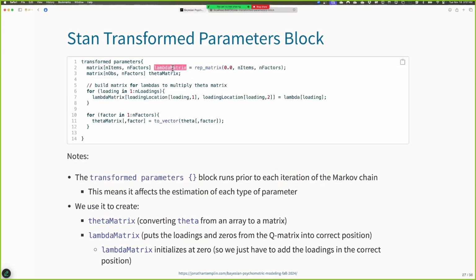So now lambda matrix is defined here, right? And I initialize it with a bunch of zeros. So this rep_matrix function basically builds a matrix of the size n items by rows, n factors by columns, and it initializes the values of that matrix to the number in the first argument. And here I'm just letting it be 0. Now I want it to be 0 because remember the lambda matrix will be 0 if the Q matrix is 0. So we want to keep that 0 there. Okay?